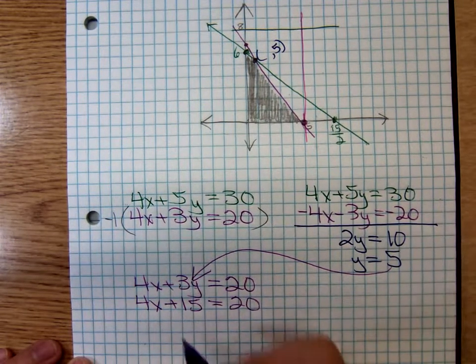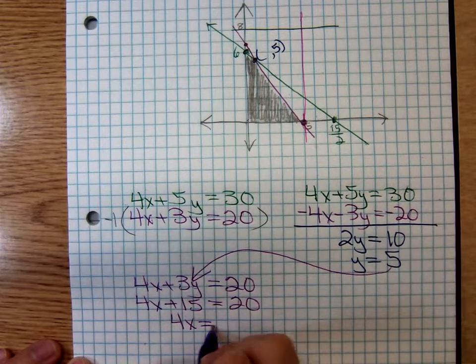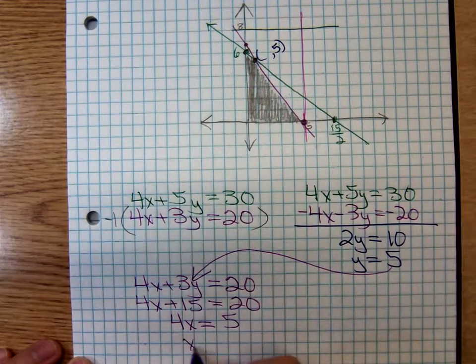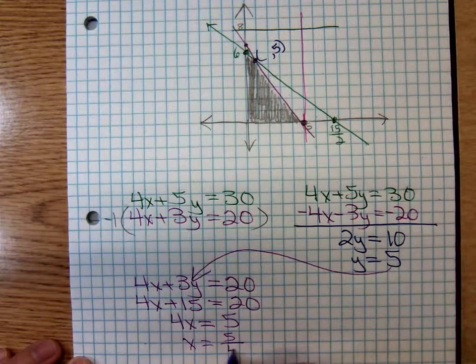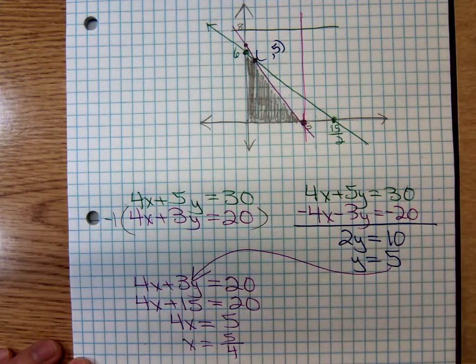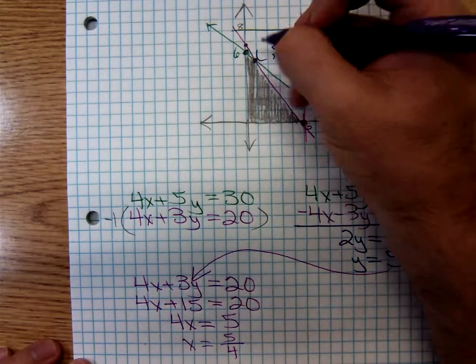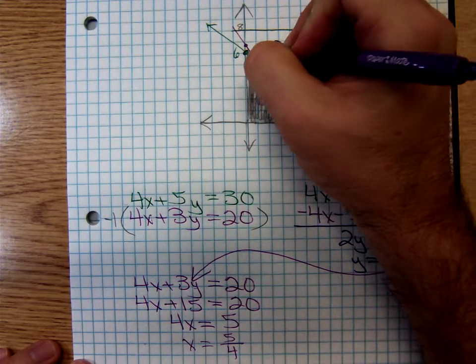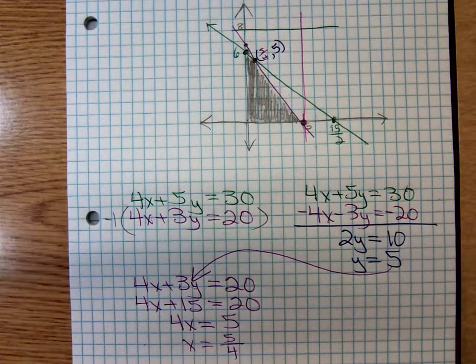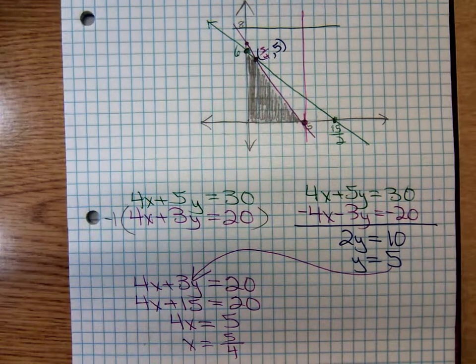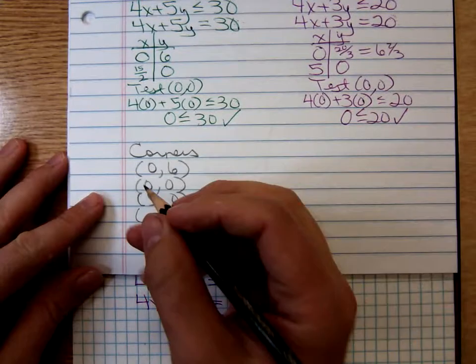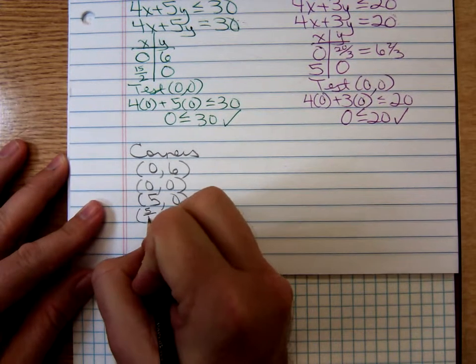So that says 4x is equal to 5. So x is equal to 5/4. So I now know the x coordinate for that corner point is 5/4. So now I've found all of my corners. My last corner point that I was looking for was 5/4, 5.